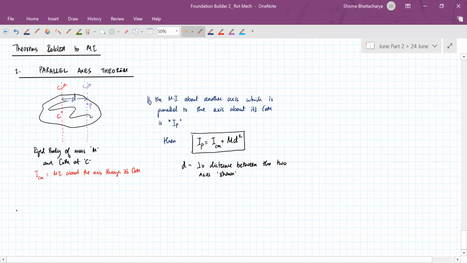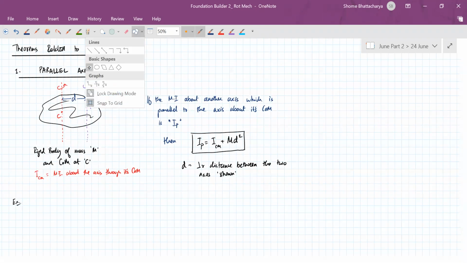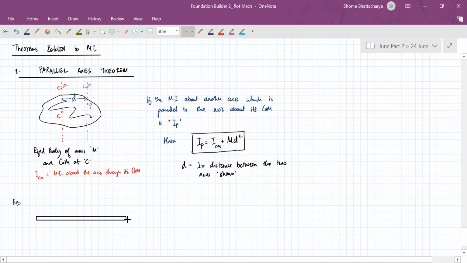Okay, so let us see a simple example of its application. The first one that comes to mind is the case of the thin rod. From integration, we have seen that the moment of inertia about an axis passing through the center of mass and perpendicular to the rod is given by the formula ML square by 12. So we have a thin uniform rod of mass M and length L, and the moment of inertia about an axis through the center of mass and perpendicular to it is like this.